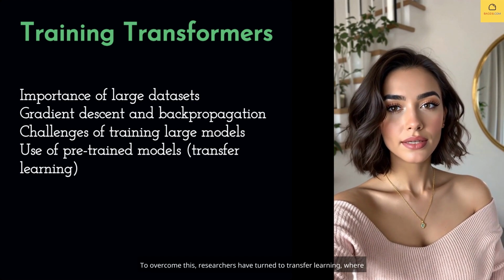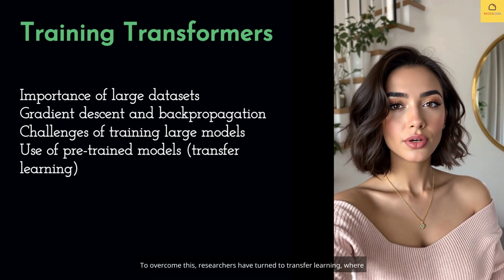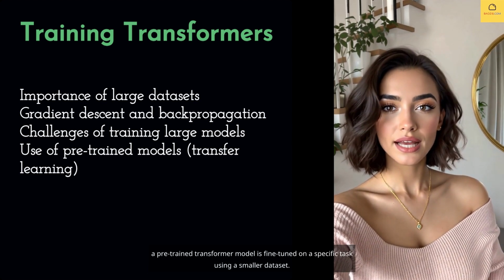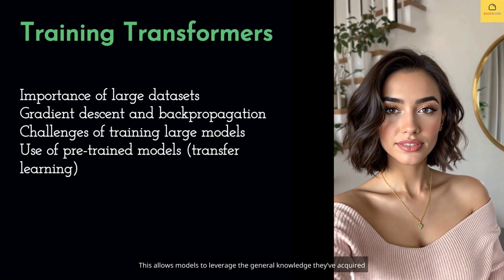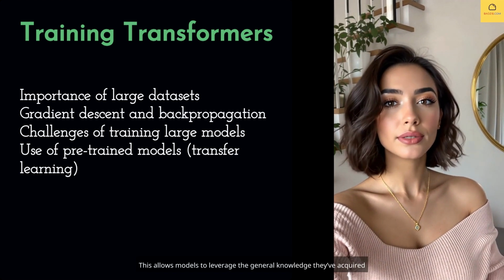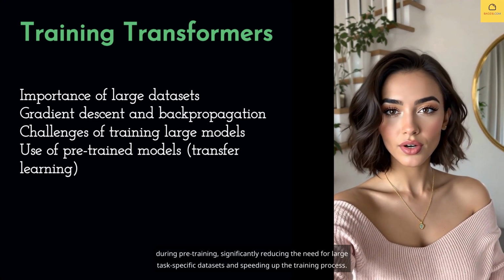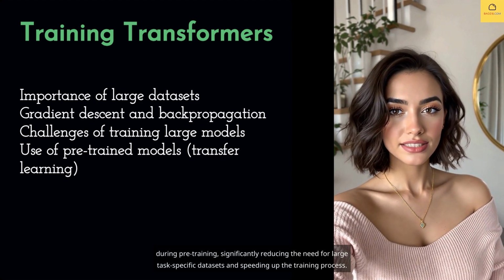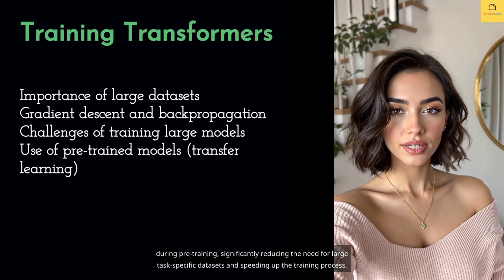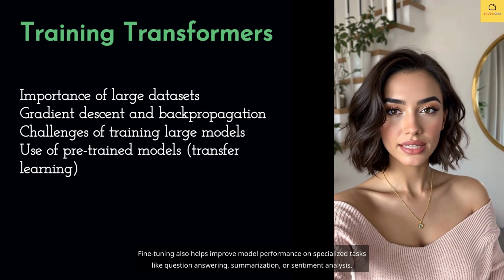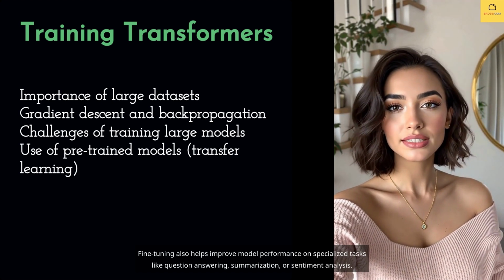To overcome this, researchers have turned to transfer learning, where a pre-trained transformer model is fine-tuned on a specific task using a smaller dataset. This allows models to leverage the general knowledge they've acquired during pre-training, significantly reducing the need for large task-specific datasets and speeding up the training process. Fine-tuning also helps improve model performance on specialized tasks like question answering, summarization, or sentiment analysis.